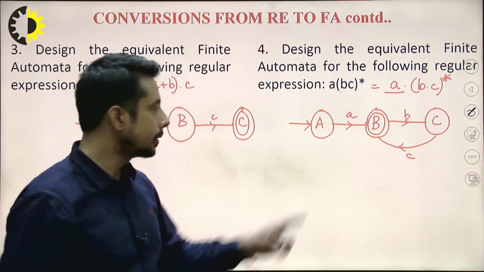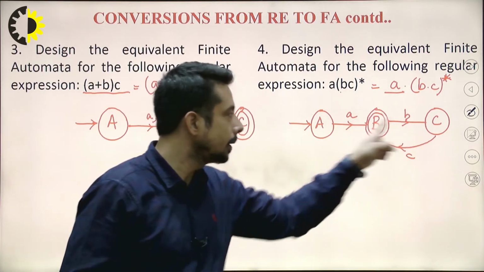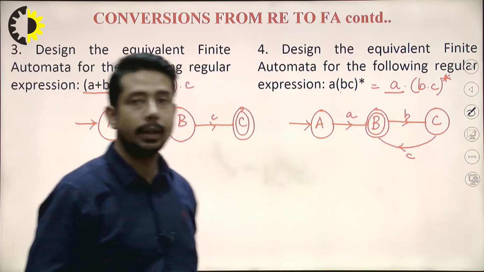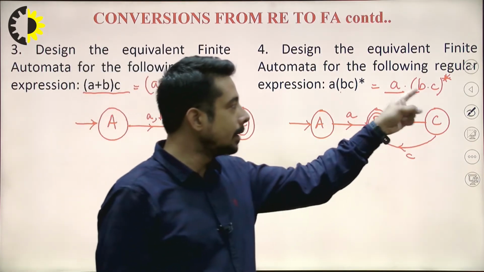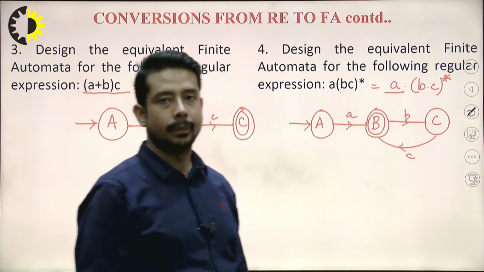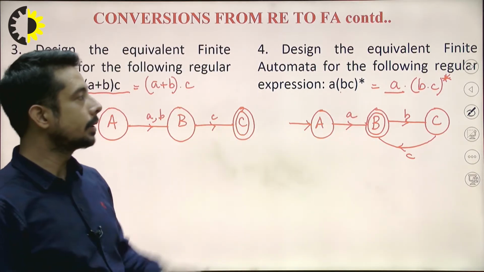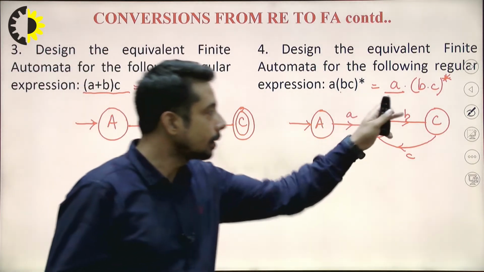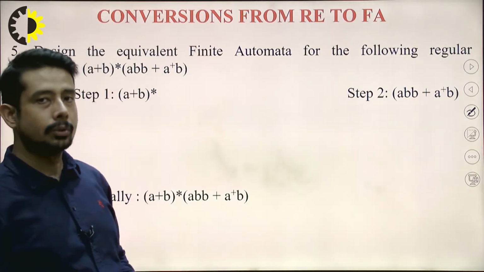So now look into this. B dot C, B dot C, B dot C, B dot C, B dot C. It will keep on rotating. So it will act like (B dot C)* Kleene closure, and the remaining part is for A. Correct? So this is how you can design a finite automata for a given expression. Let's go to question number 5.